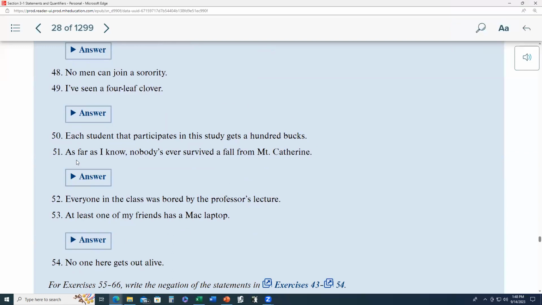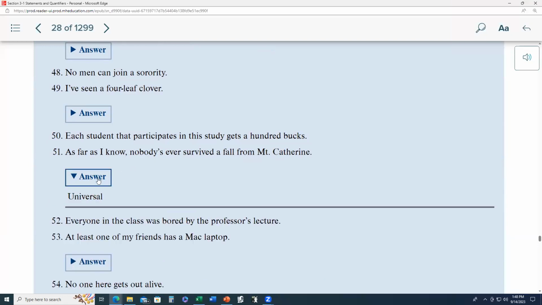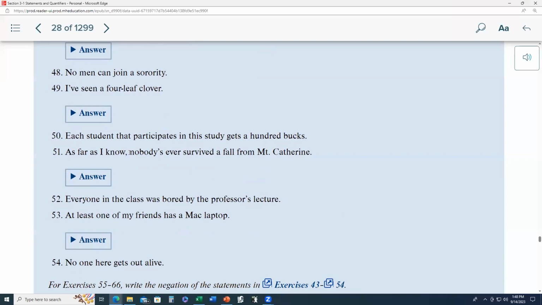Universal. As far as I know, nobody's ever survived a fall from Mount Catherine. Universal, because nobody means all people have lost their life if they fall from the mountain. 52, that's universal. Everyone in this class was bored by the professor's lecture. Universal. Hopefully that's not the case with you guys.